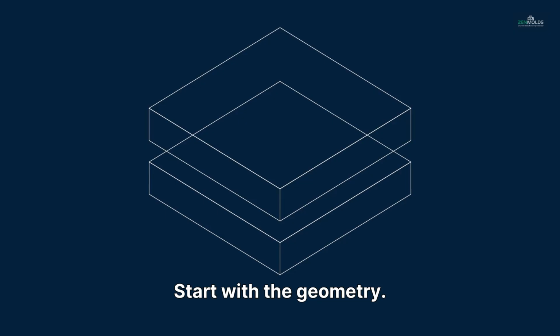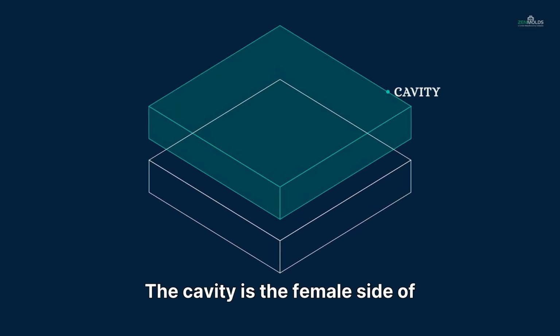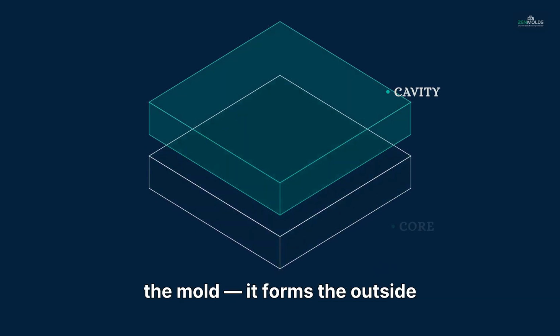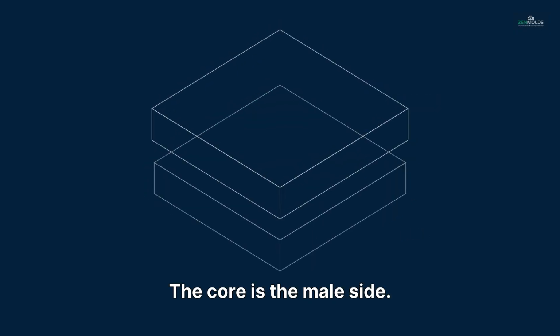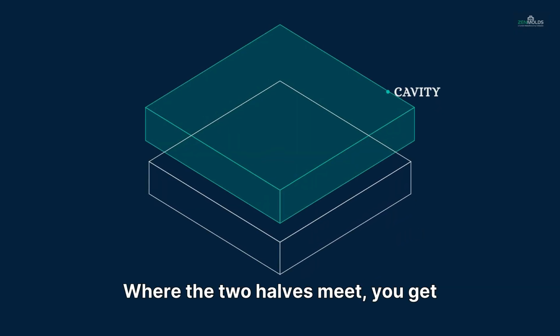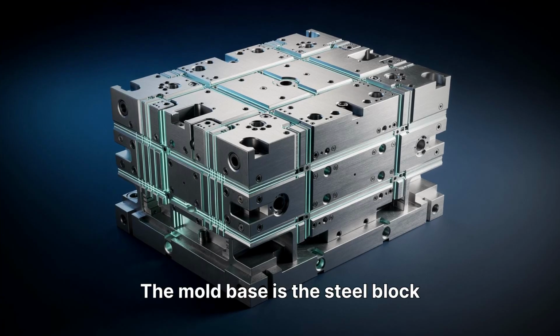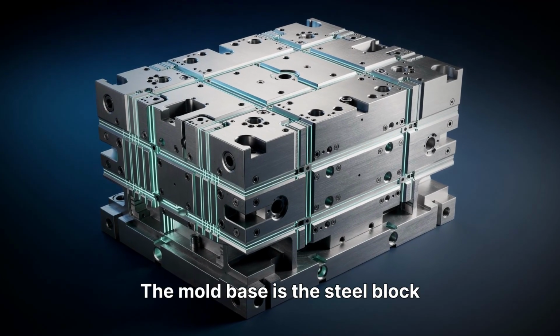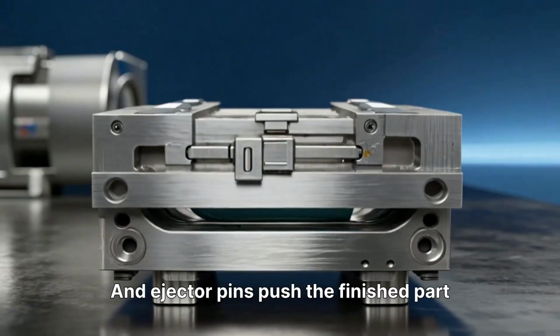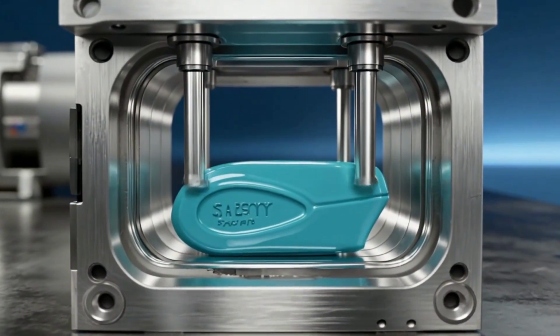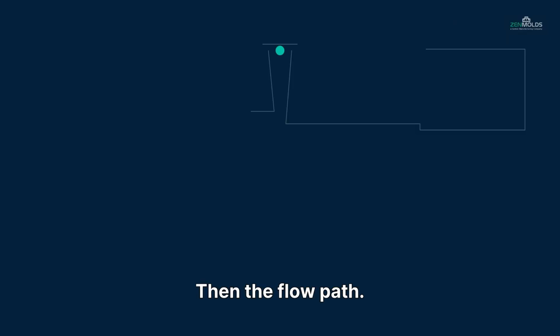Start with the geometry. The cavity is the female side of the mold. It forms the outside of your part. The core is the male side. Where the two halves meet, you get the parting line. The mold base is the steel block everything sits in, and ejector pins push the finished part out when the mold opens.